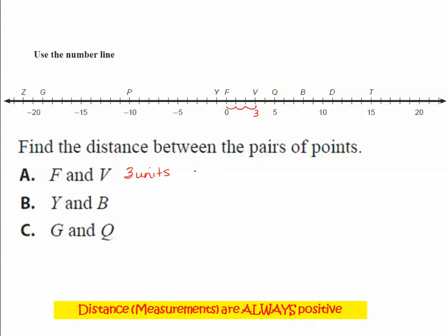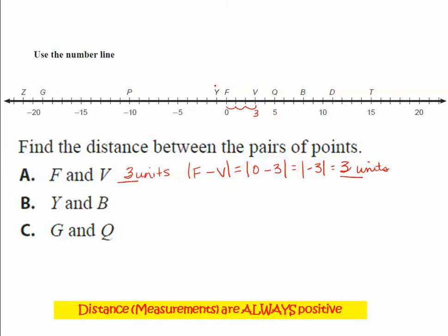Now, if you wanted to do it the other way, I could, and you probably don't want to do it this way because it's a lot harder than just counting units. So I'm going to get the absolute value of those coordinates. F is 0, V is 3, 0 minus 3 gives me -3, and then the absolute value is 3. So see, either way you do it, you're going to get the same answer of 3 units.